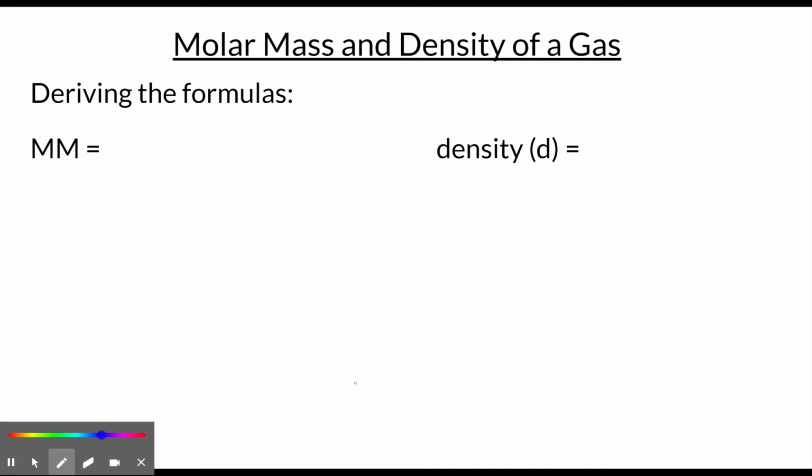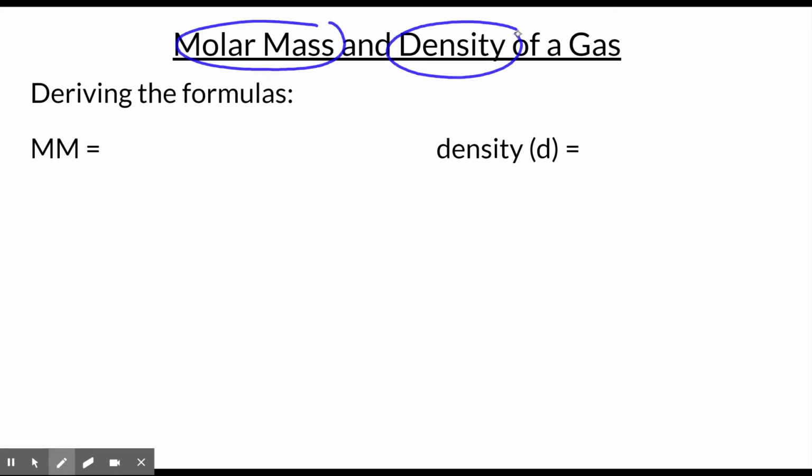Now let's use the ideal gas law in two different ways, because the ideal gas law is incredibly useful in that it's the gateway to a lot of other formulas. These two other formulas are molar mass of a gas and to solve for the density of a gas. I'll show you how to derive the formulas.